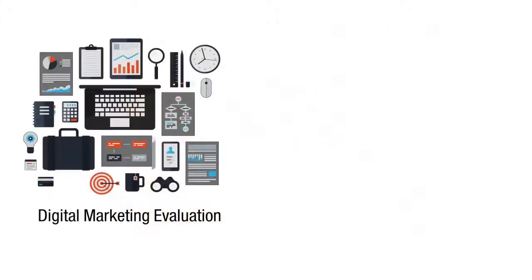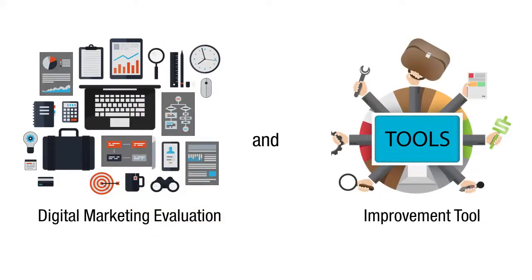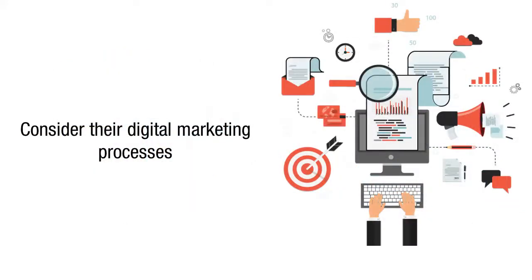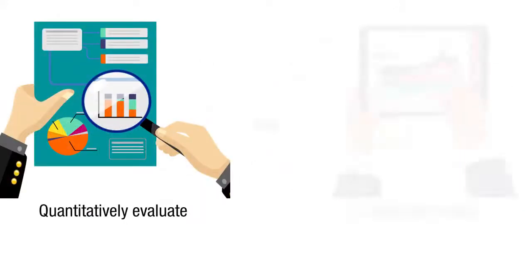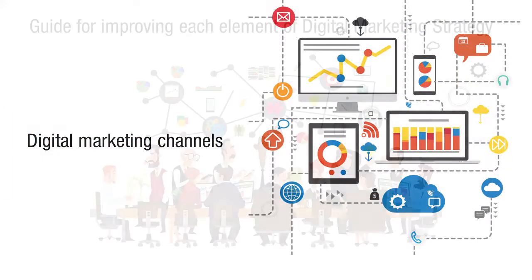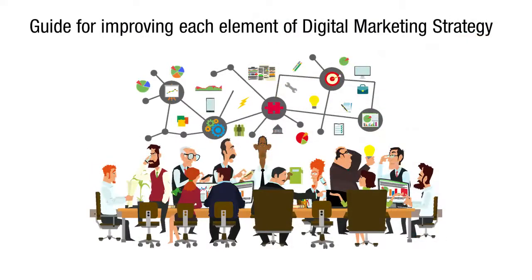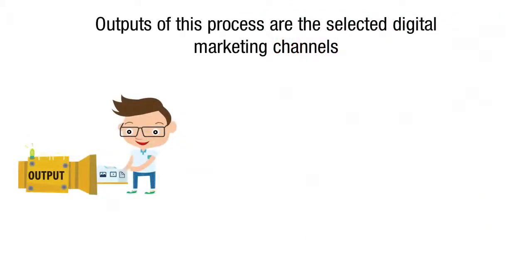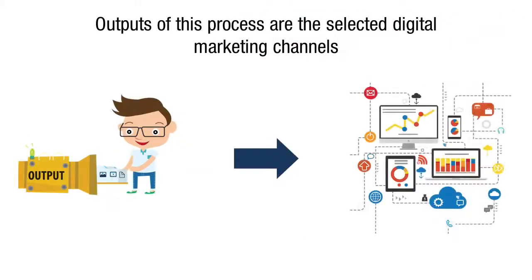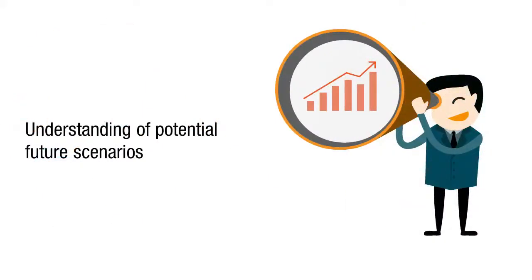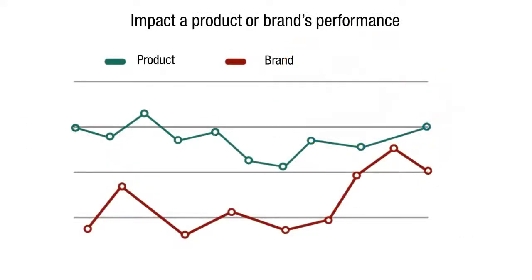SMstudy's Digital Marketing Evaluation and Improvement Tool, described in detail in this process, helps companies overcome this difficulty. It provides a structured way for companies to consider their digital marketing processes and then helps them to quantitatively and qualitatively evaluate digital marketing channels. In addition, it acts as a guide for improving each element of a company's digital marketing strategy and describes how to measure improvements. The outputs of this process are the selected digital marketing channels with their allocated budgets and targets, as well as an understanding of potential future scenarios that may impact a product or brand's performance.